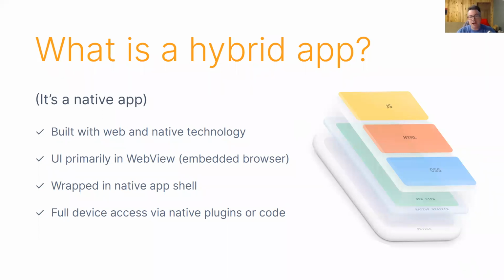So all in all, a hybrid app is a native app. They can be deployed to the app stores. They can be deployed as progressive web apps. And to your end user, the experience is the same. They get great performant apps that can be used and deployed everywhere.